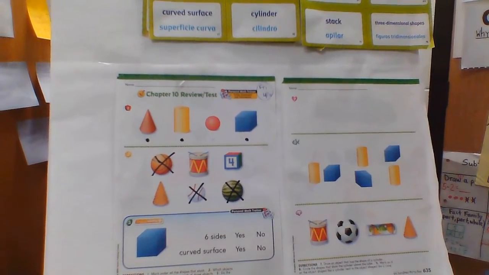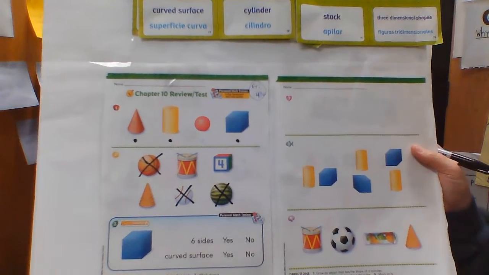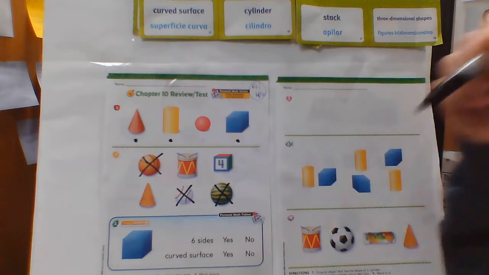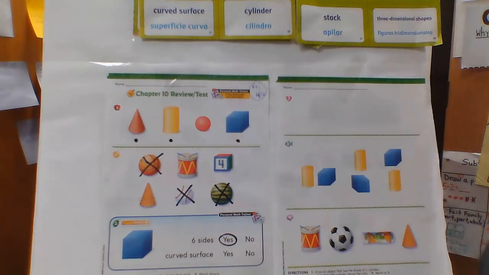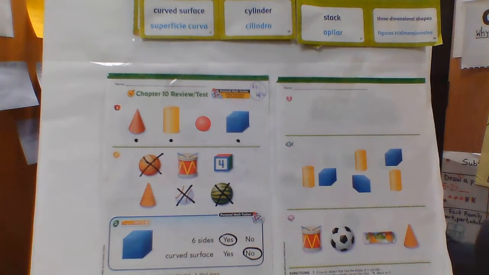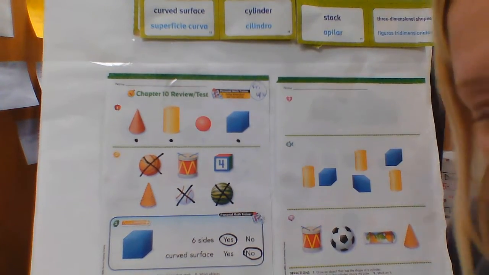Do the words describe a cube? Circle yes or no. So, does a cube have 6 sides? Yes, it does. Does a cube have a curved surface? No. A cube does not have a curved surface. Cube has flat surfaces.